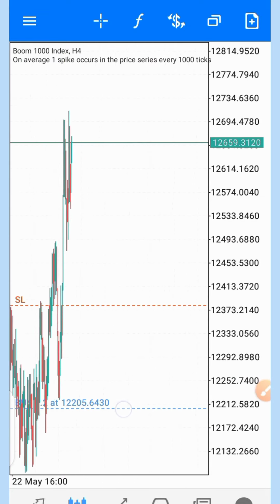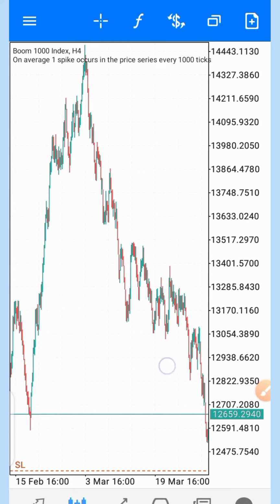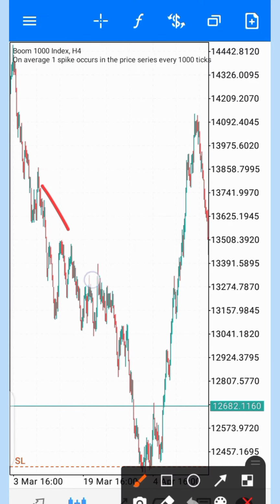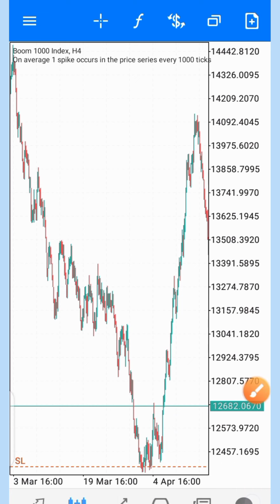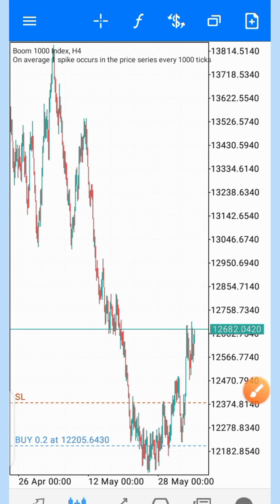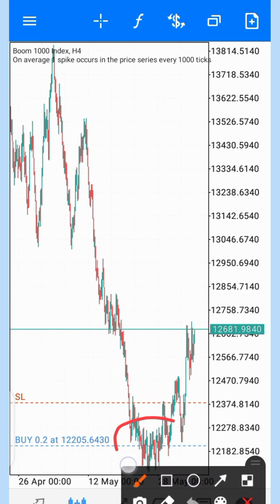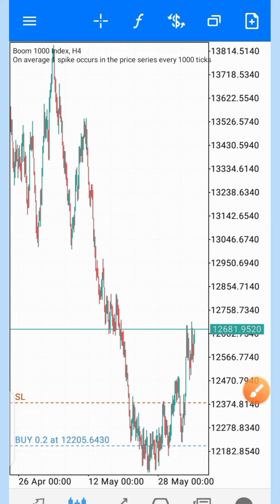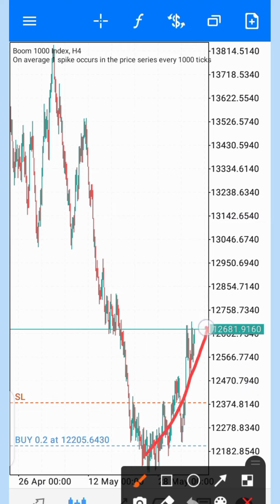What I see here is the same thing I saw here. So I made sure to confirm my entry with my price action knowledge. That is what made me jump into this trade, and this is where I'm going, guys. I'm going to give you an update when the trade hits my TP.